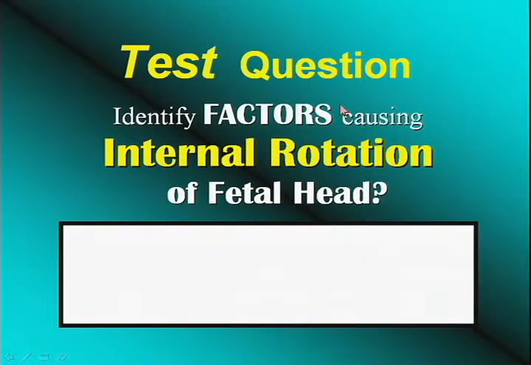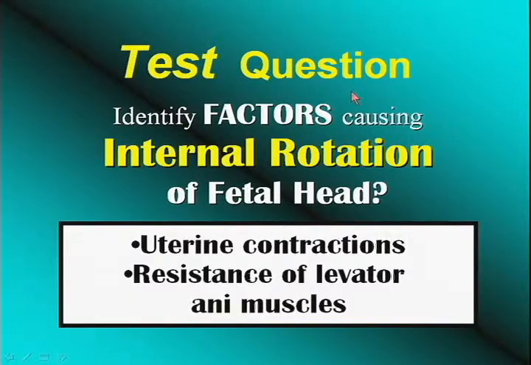What are the factors that cause internal rotation of the fetal head? This was a question once. And what it is, you have the uterine contractions which are pushing the head down, and as they meet the resistance of the levator ani muscles, it will follow the path of least resistance and rotate, and so you'll have the flexion of the head, internal rotation, the extension, and all of the things that we talked about.